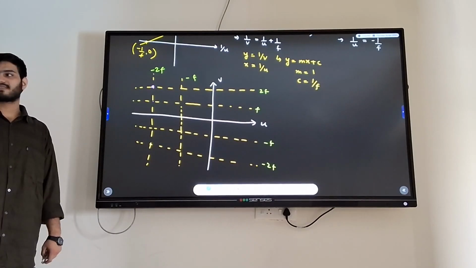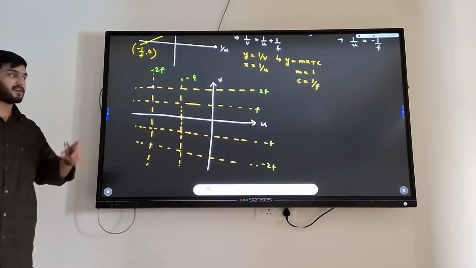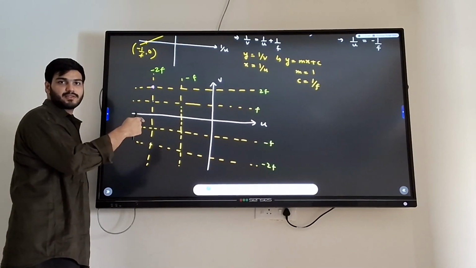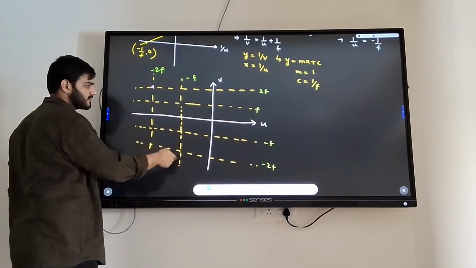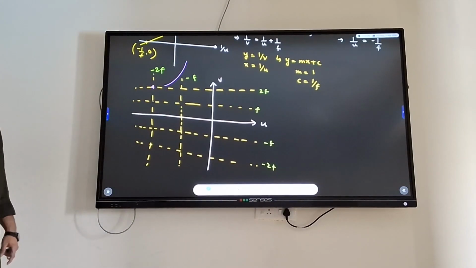Object at focus goes to infinity. Positive or negative? Positive. So this will be minus f value for U. So U negative, what will be V? I think it will go something like that.